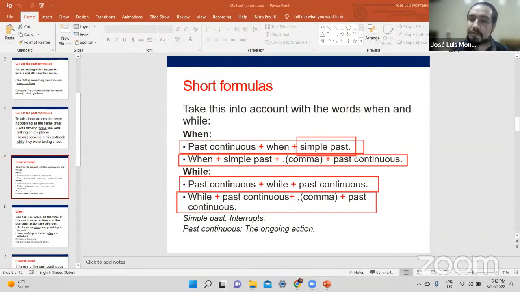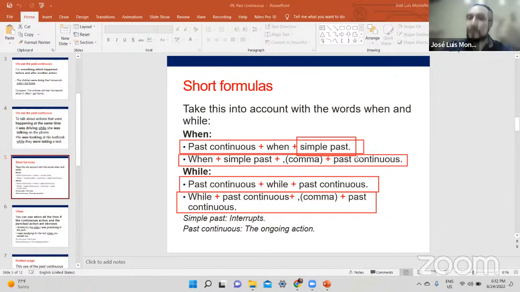And again, one example here could be I was passing classes. Like here you can say that, Evelyn: I was passing classes when the lights went off, right? Cuando la luz se cortó, right? So that's a great example.